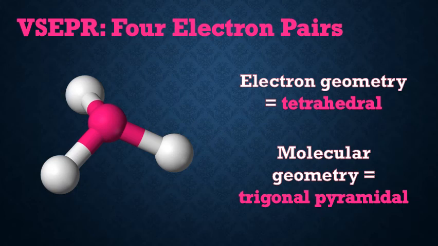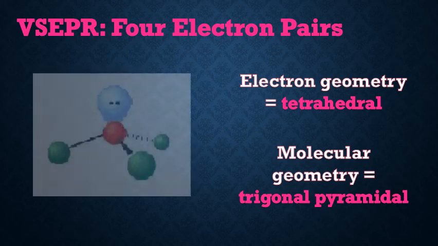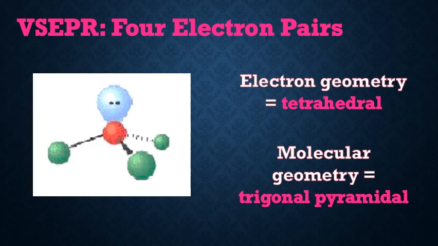Again, this is pretty much the same thing. This is the trigonal pyramidal shape. It's not showing the lone pairs. If I were to show the lone pairs, it would look more like this. And your bond angle on this would be less than 109.5.